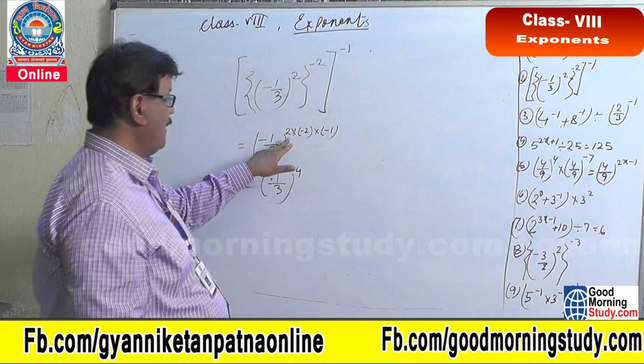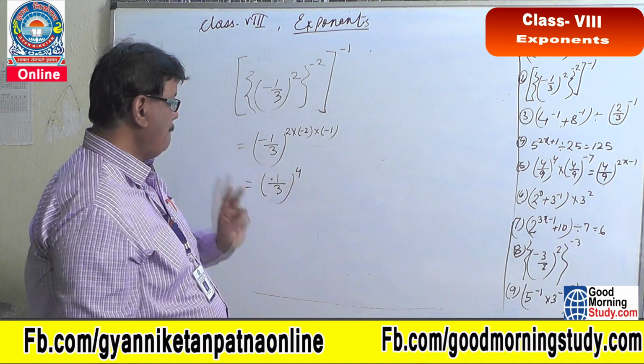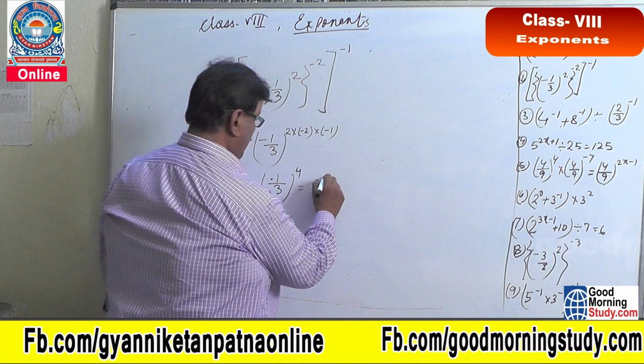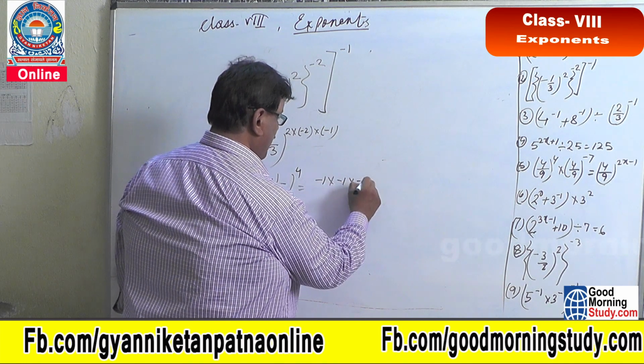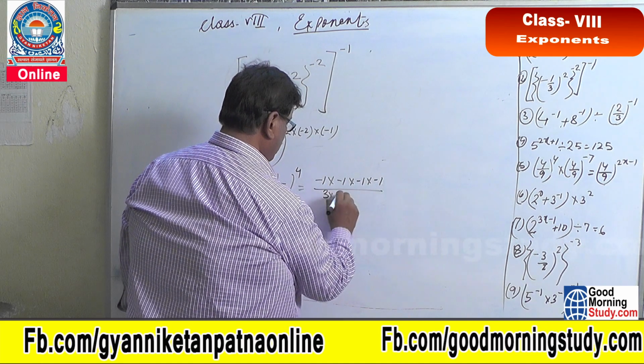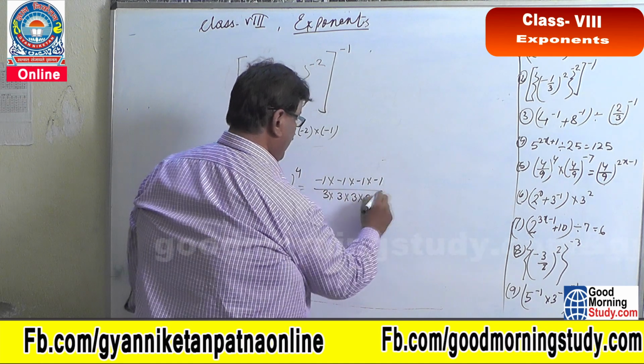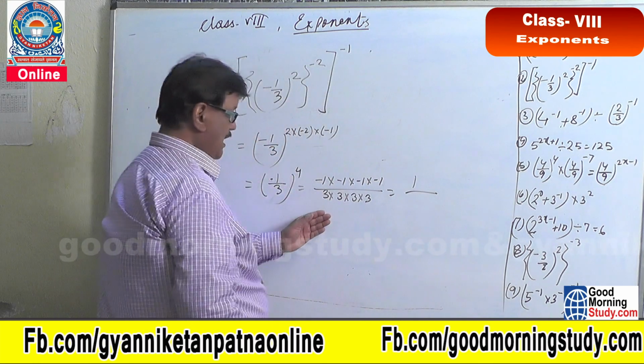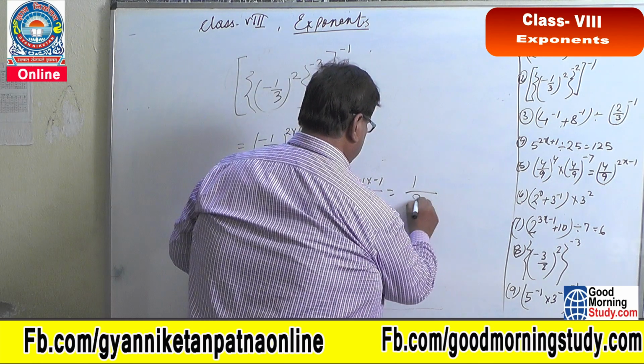So it is a plus sign, because minus into minus will be plus. So what will we get? Minus 1 into minus 1 into minus 1 into minus 1 by 3 into 3 into 3 into 3. That is 1 by 3, 3 threes are 9, 9 threes are 81.